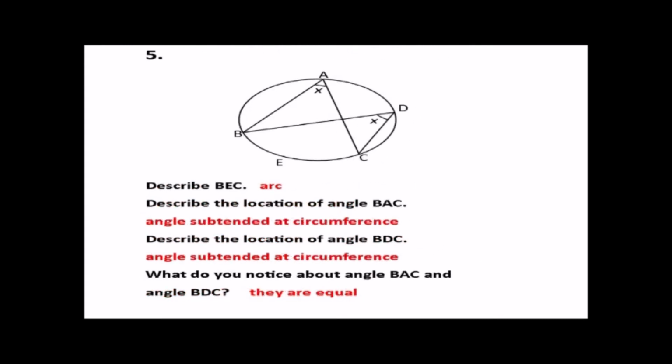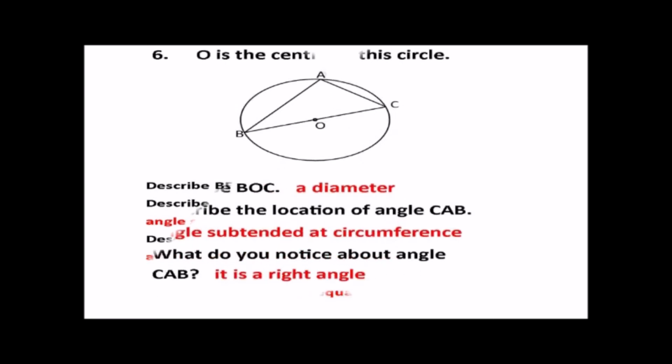And we move on to number 5. Describe BC on the circumference. That's called an arc. Angle BDC is the angle subtended at the circumference also, but both of them are drawn from the same arc. If that's the case, then they are equal. So I have X and X. So the angles subtended from the same arc are the same.